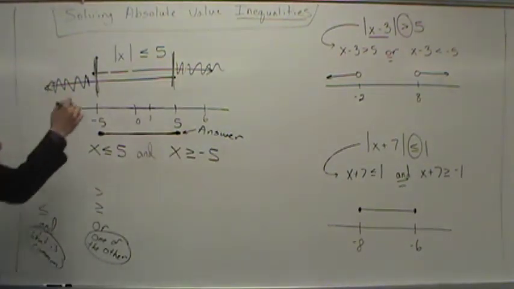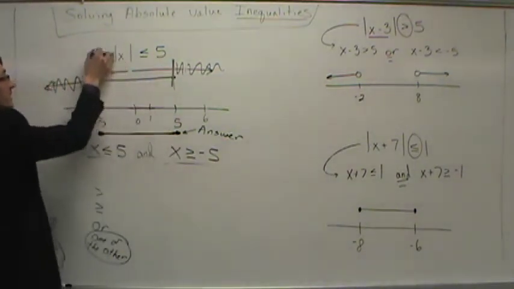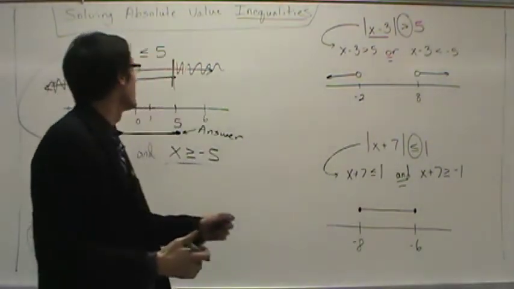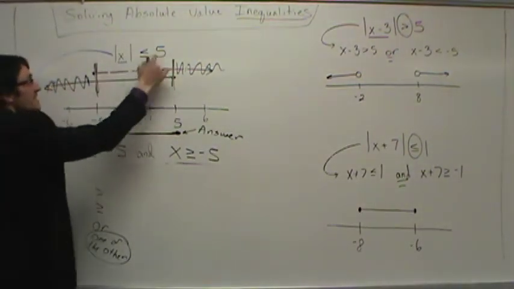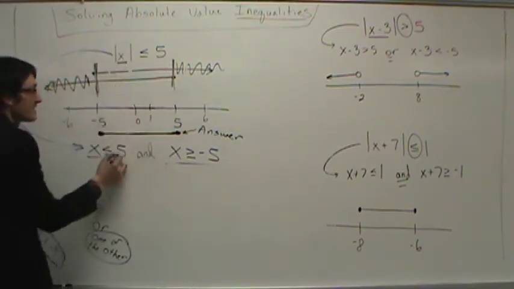Now, looking here, okay, this is where this statement comes from. Okay, so I told you to do this yesterday, but let's see it now. Okay, so the absolute value of something is less than 5 means what? It means that something is less than 5.